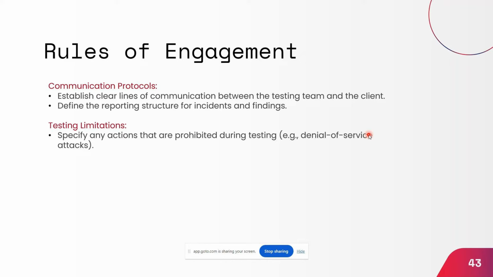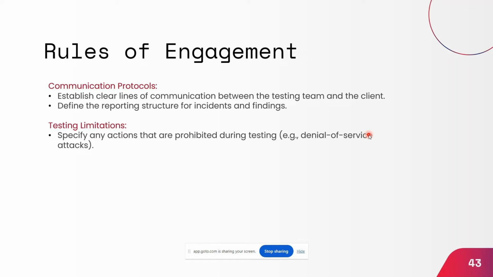Most of the time, they don't allow you to perform automated attacks. For example, they don't allow you to run a brute force attack or perform a denial of service attack. So also make sure you inform them and ask whether this particular type of automated attack is allowed or not. Ask them what type of attacks are prohibited during the testing. They will give us a list of attacks that need to be excluded.